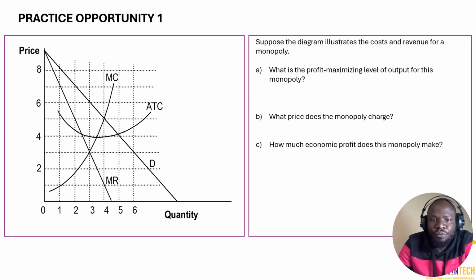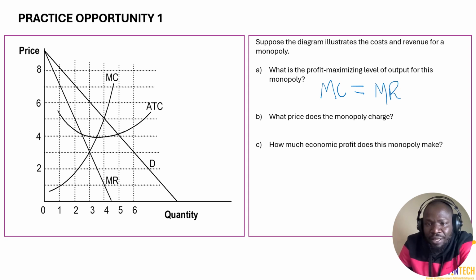So the first one, I gave you this graph here and I said this graph is for monopoly. The first question is, what is the profit maximizing level of output for this monopoly? Remember, for any market structure, the firm is going to produce an output at a point where the marginal cost is equal to the marginal revenue. Don't forget this. Always, the firm is going to produce an output to maximize profit at the point at which the marginal cost is equal to the marginal revenue.